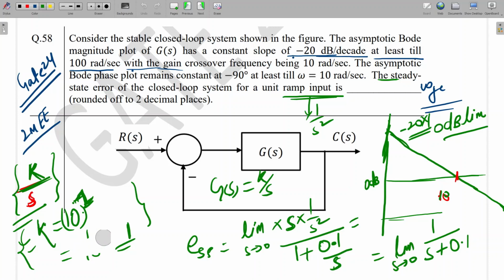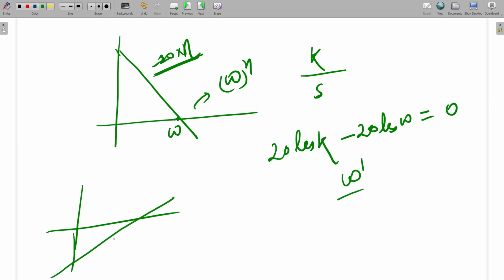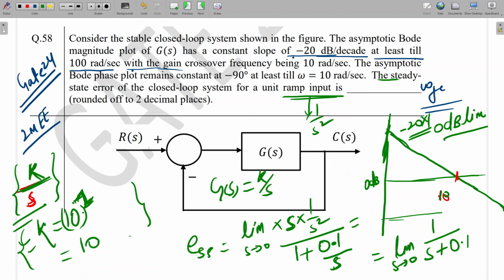We should remember, for this kind of signal, it is omega to the power n, minus 20 into n. If it is increasing, then it will be omega to the power minus n. So this is 10. So what will be the value here? 10, correct? So s plus 10, and our answer will be 1 by 10, which is equal to 0.1.